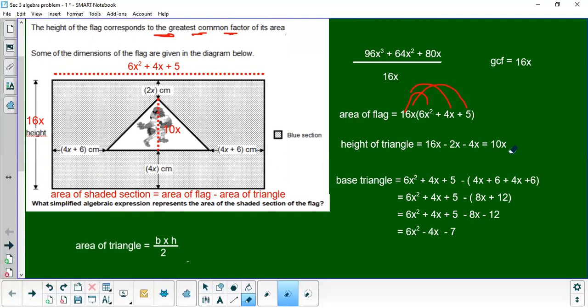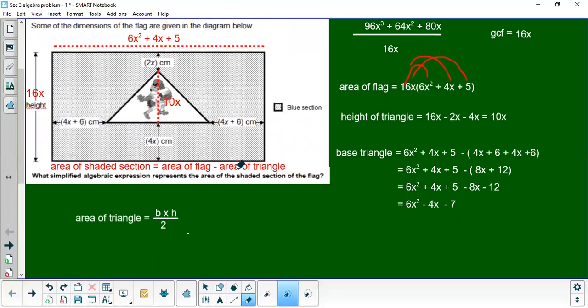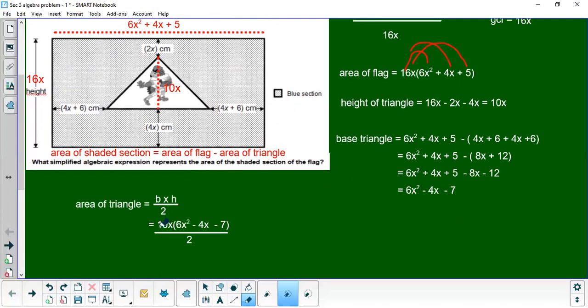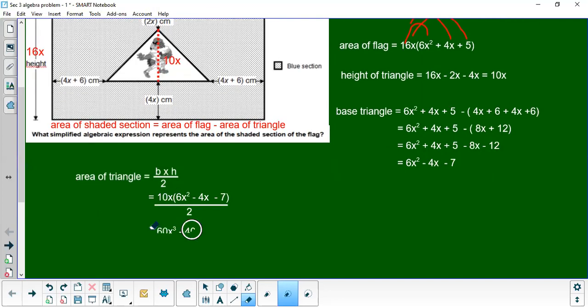Now we have the base, we have the height, we can find the area of the triangle. So we're almost there. The area of the triangle is going to be this: base times height divided by 2. I just switched them around here. The height is 10x, but I put it here, so we can easily distribute. So when we distribute, we get 60x cubed, 40x, 70x, 40x squared.